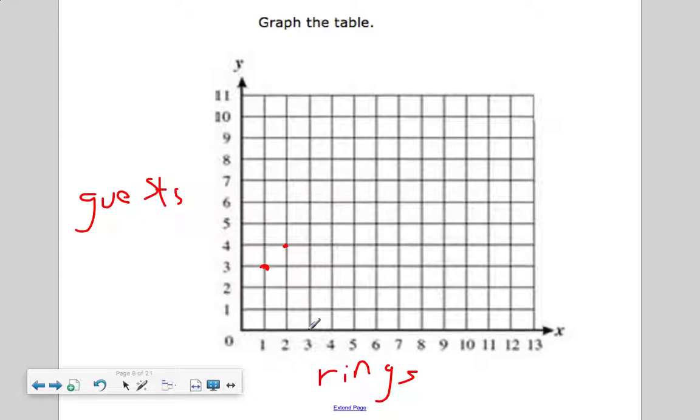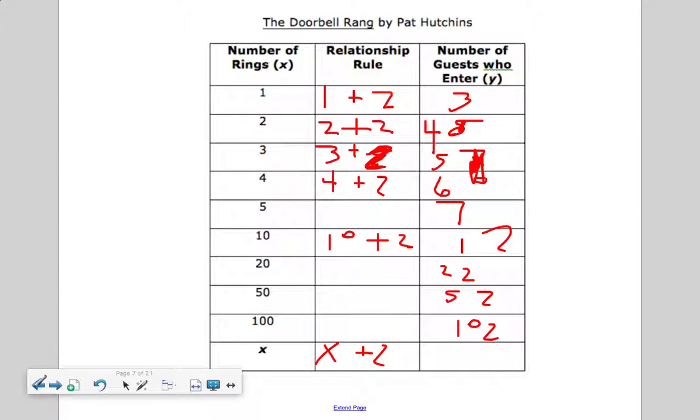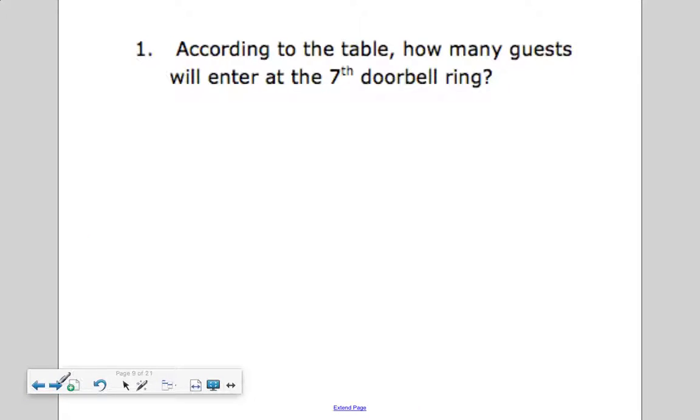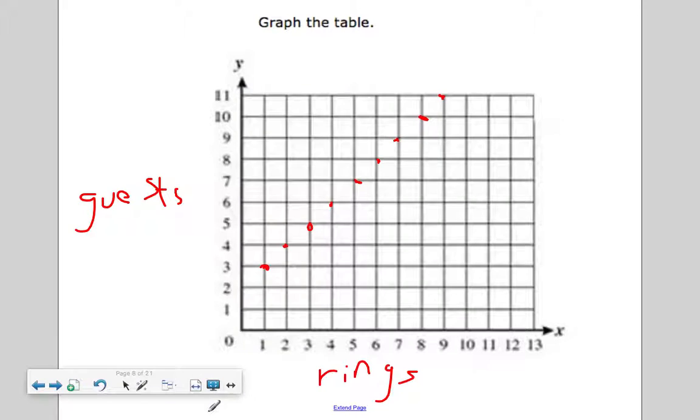3 doorbell rings, 5 guests. 4 doorbell rings, 6 guests. Is it? Let's see. 4, 6. Yeah. 5 is 7. 6 would be 8. 7 would be 9. 8 doorbell rings would be 10. 9 would be 11. So, according to the table, how many guests will enter at the 7th doorbell ring? 7, 9 guests.